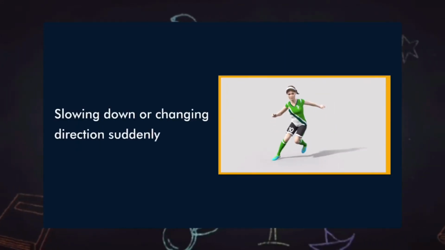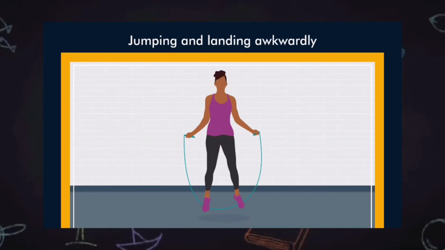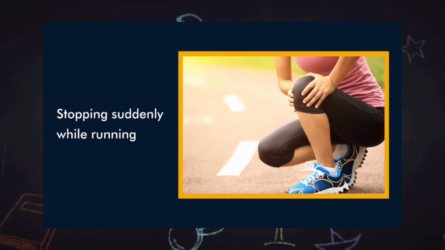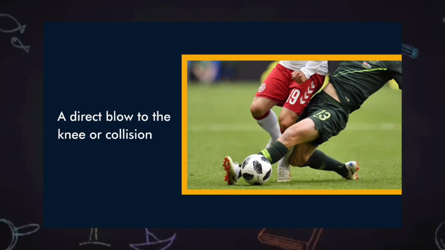So let's move to the causes. ACL injuries often happen during sports and fitness activities that can put stress on the knee. So the first cause is when an athlete suddenly slows down and changes direction, lands awkwardly from a jump such as when jumping in volleyball or basketball, or stops suddenly from running, which can cause the ligament to hyperextend. And then the last one is receiving a direct blow to the knee or having a collision such as a football tackle.